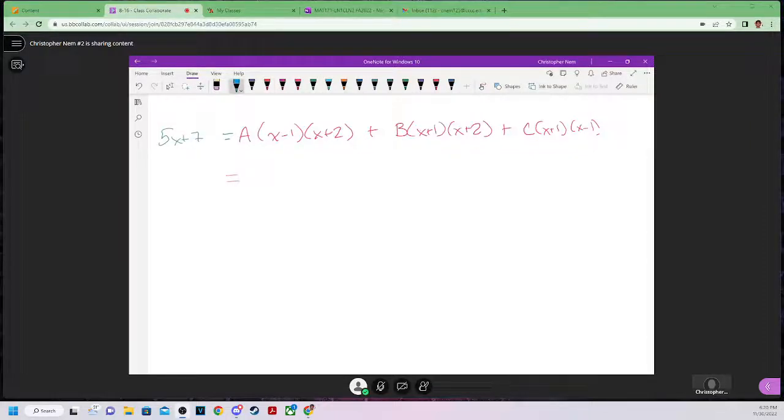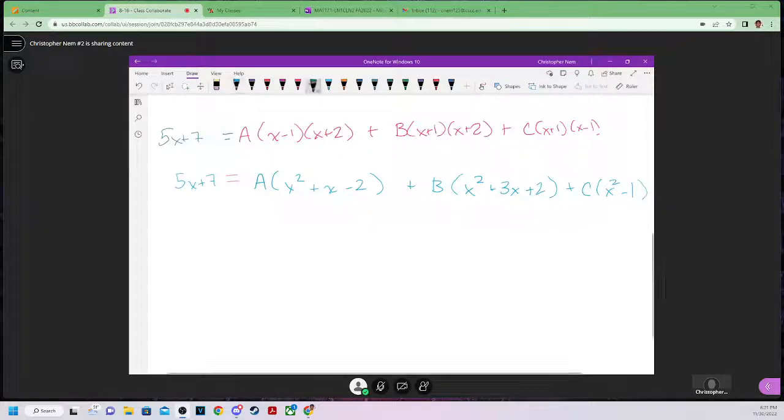If I multiply all this out, I get A times x squared, and what is that, plus x minus 2, plus B times x squared. I'm multiplying one by one. I'm not going to multiply all three factors at the moment. I like to do things step by step. Okay? Plus 3x plus 2, plus C times x squared minus 1. All right. This is still all equal to 5x plus 7.